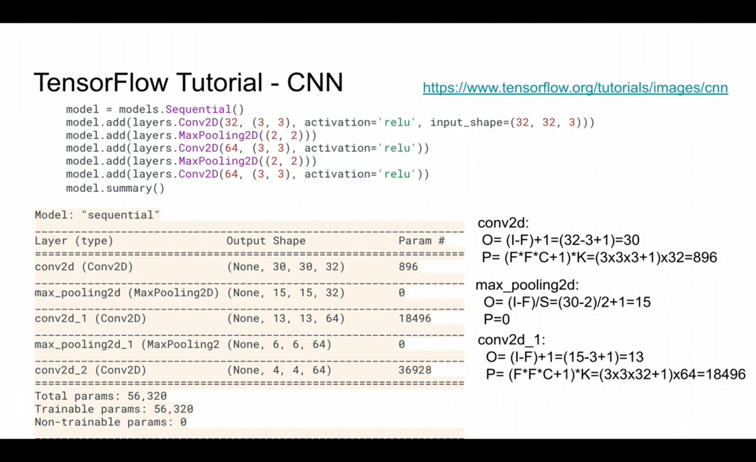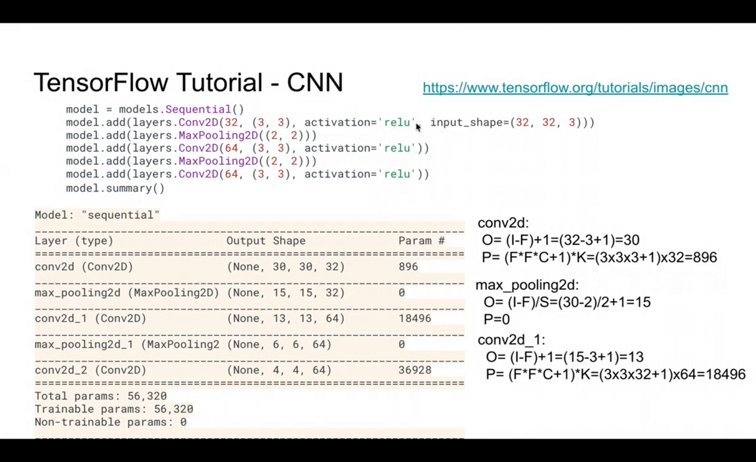Let's look at an implementation in TensorFlow. We will create a sequential model. In this example, we have 3 convolution layers sandwiched with 2 pooling layers. The input shape is a 32 by 32 pixel image with 3 channels. We have 32 kernels, and each kernel is a 3 by 3 filter. The activation function for the first convolution layer is a rectified linear unit.